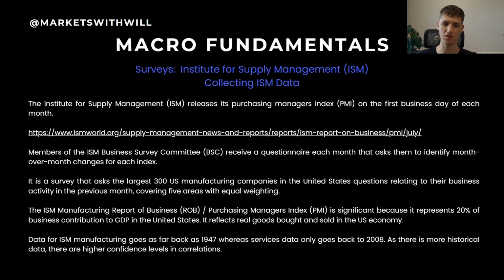It's a survey that asks the largest 300 US manufacturing companies questions relating to their business activity in the previous month, covering 5 areas with equal weighting. So the ISM Manufacturing Report on Business, Purchasing Managers Index, is significant because it represents 20% of business contribution to GDP in the United States. It reflects real goods bought and sold in the US economy.